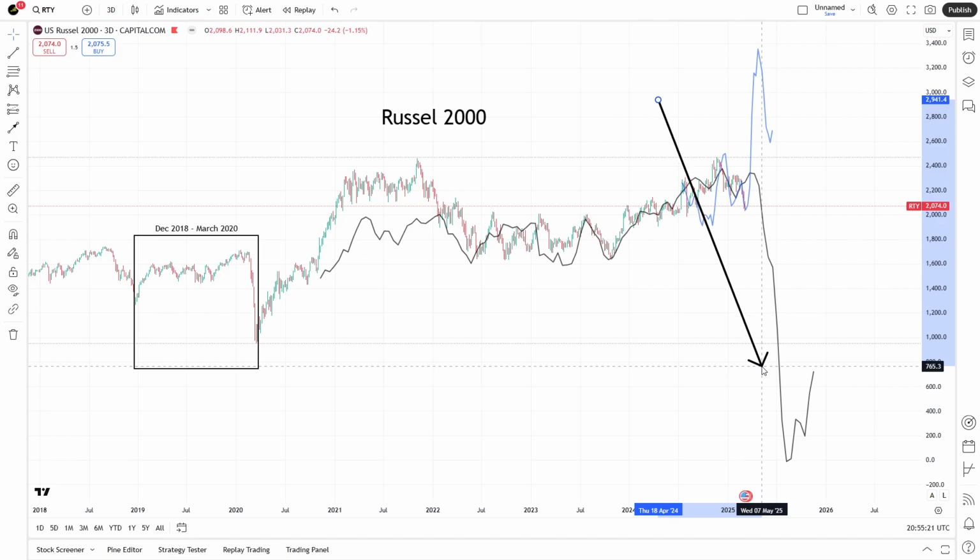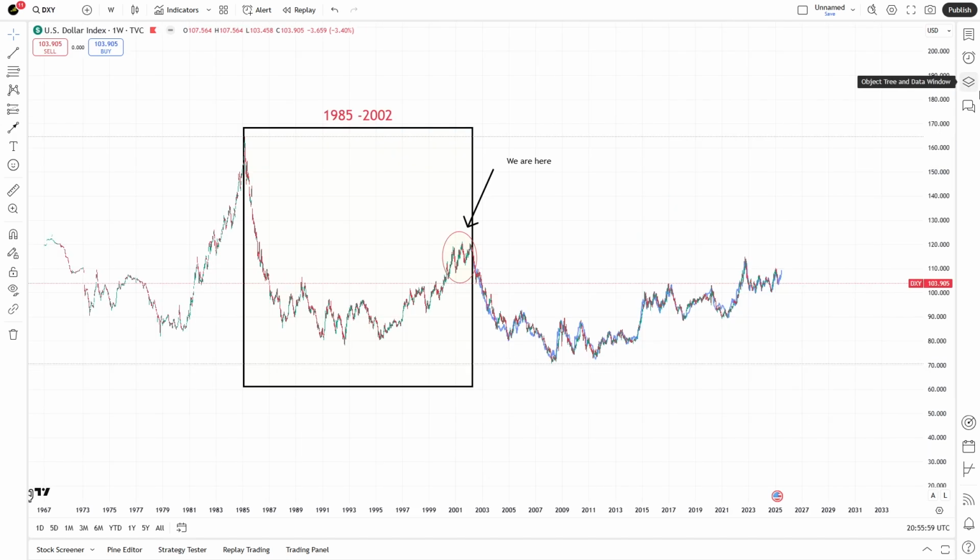Now, I'd like to throw in one last chart. Okay, so this is the DXY, or the US dollar index.